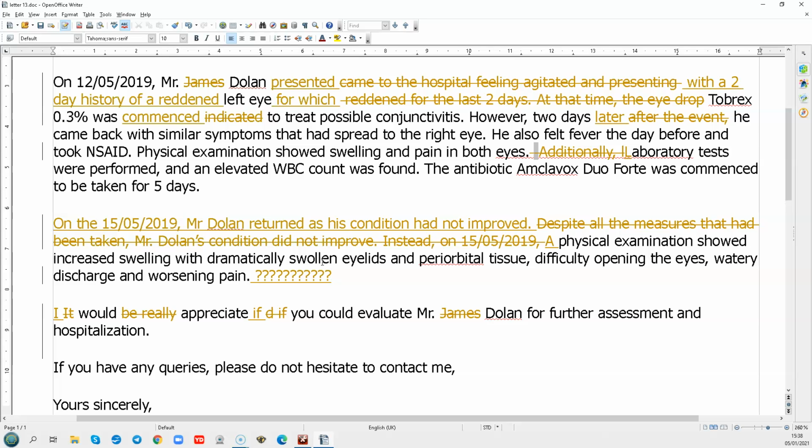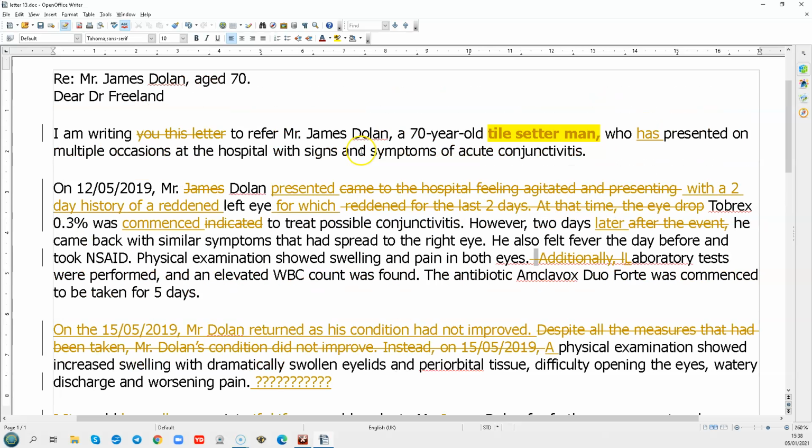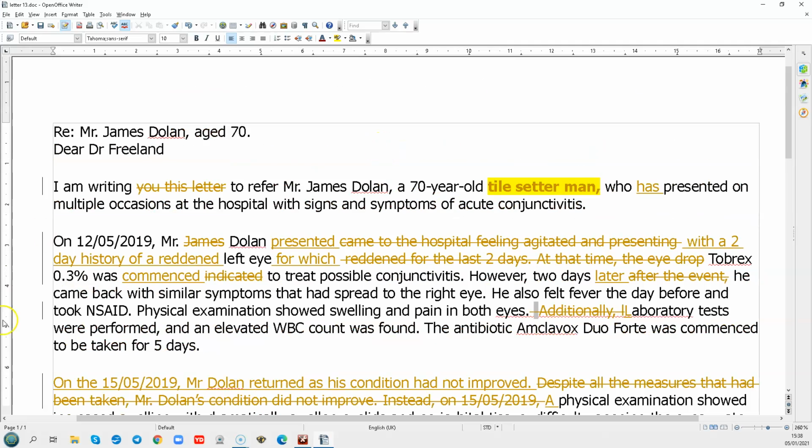So I would do it like that. Okay? So there's some stuff here that we don't need. As I said, you could have written that a little bit differently. I'm writing to request your further assessment and advice on possible hospitalization. Mr. Dolan, aged 70, whose signs and symptoms suggest acute conjunctivitis. So you can do it like that. Okay? Right. Hope that helps.